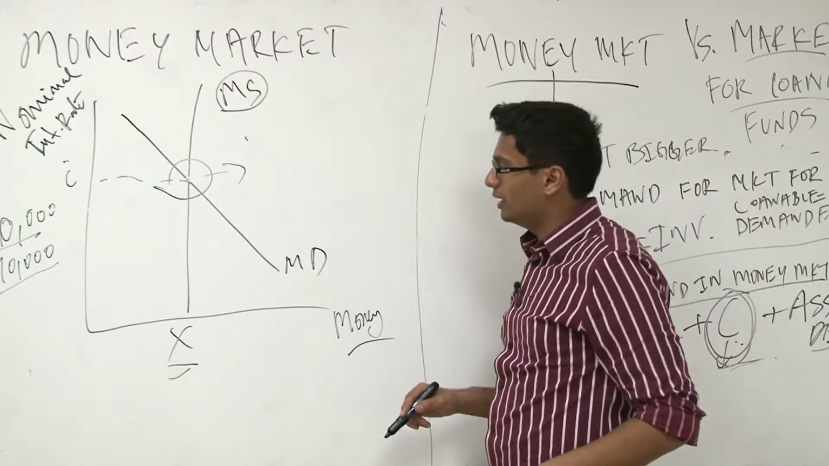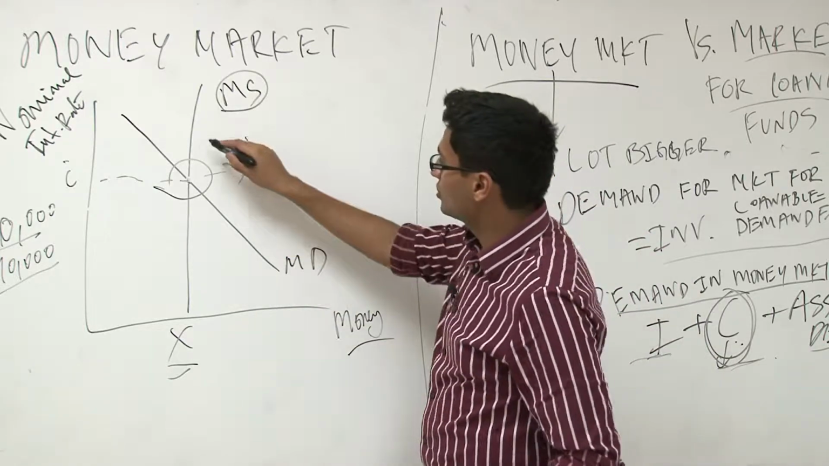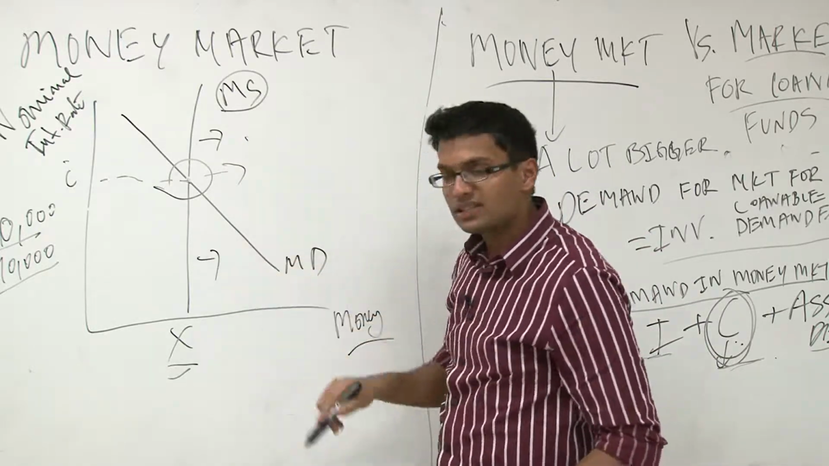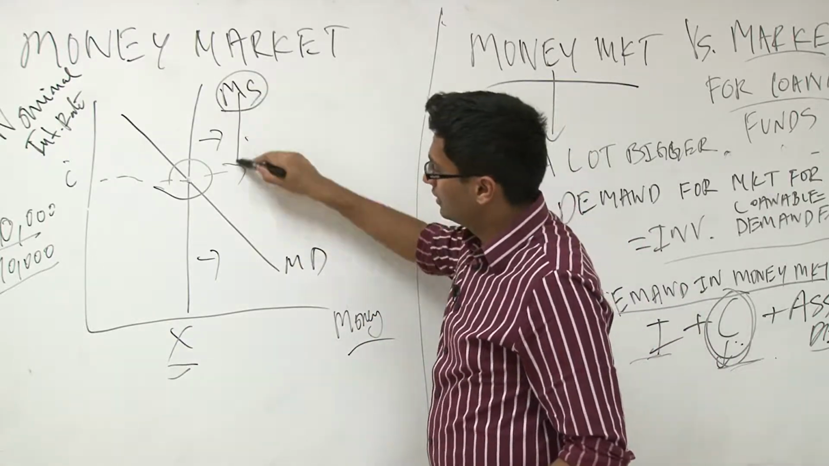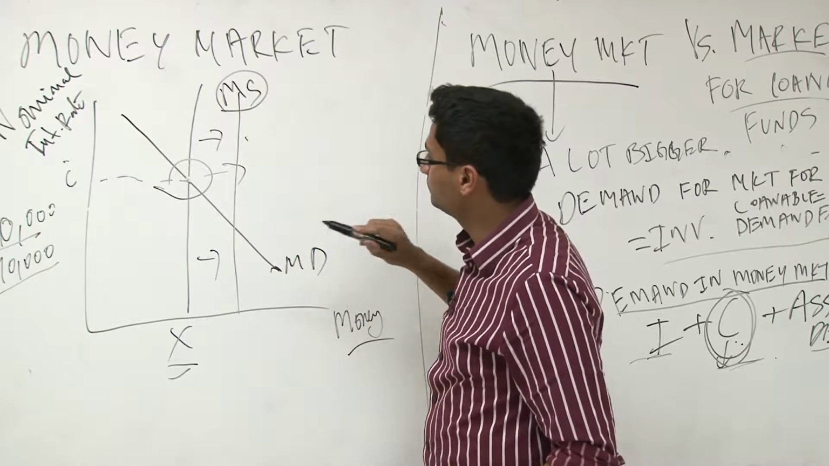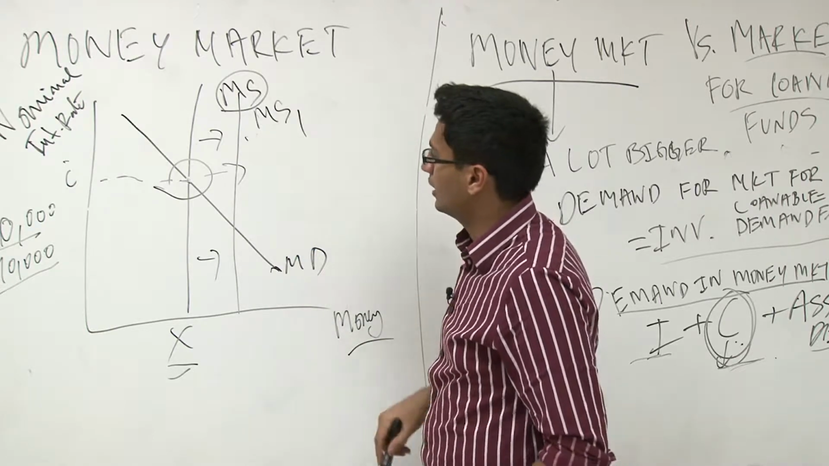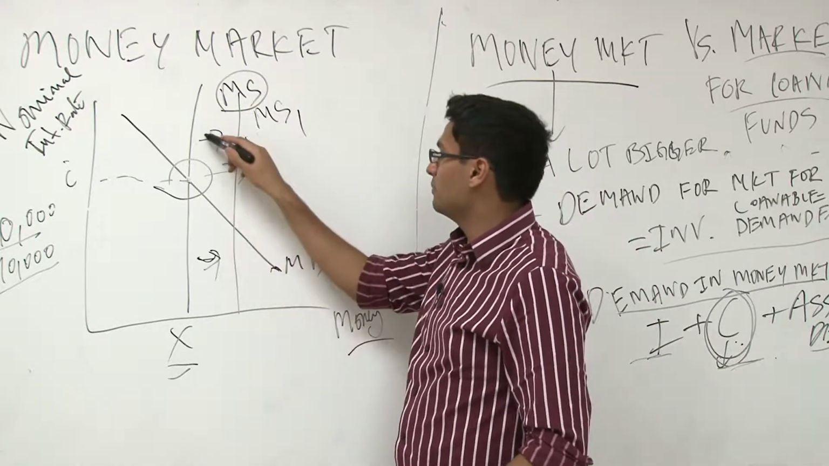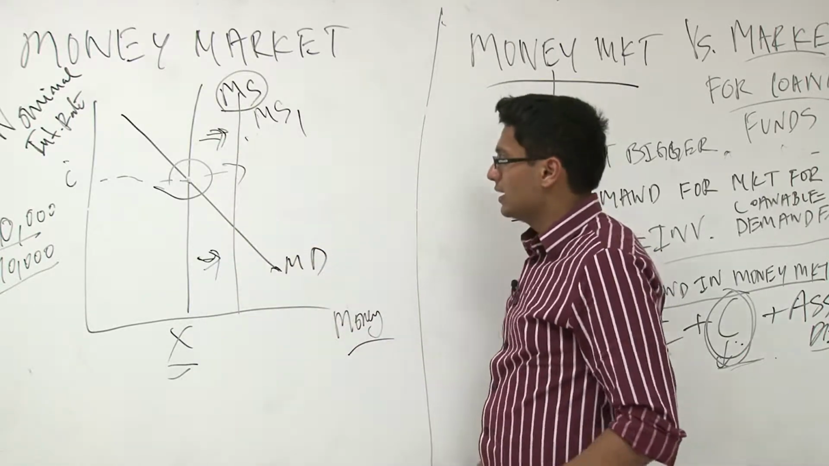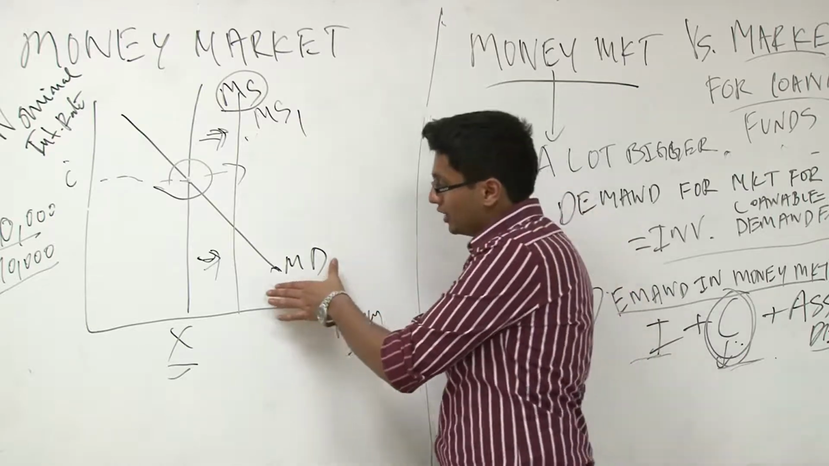So let's say my money supply goes to the right. We have, as the government, somehow increased the money supply. I'll tell you in a bit how this is done. I call that MS1, the line to the right, with double arrows showing that the money supply has shifted to the right. Now, the same money demand line, but a new money supply.